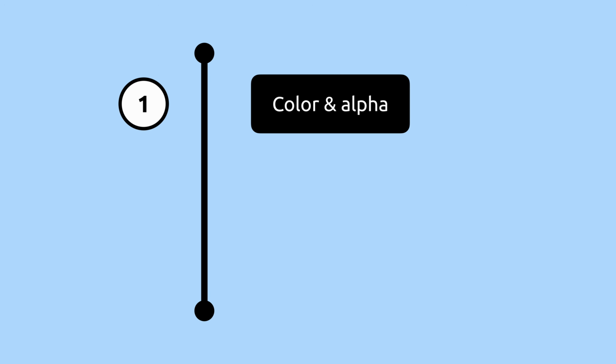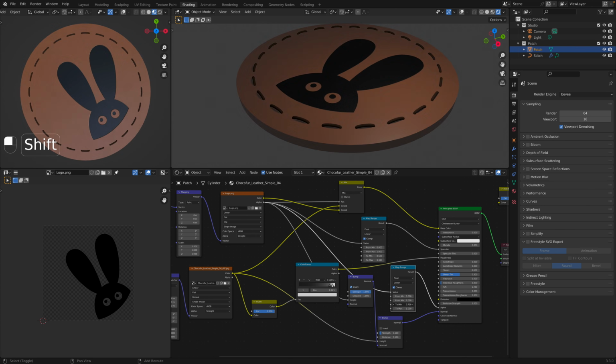To apply our logo to the surface, we're going to need to learn how colors and alpha channels actually work within images and image texture nodes, and how you would connect those to other nodes. We're going to learn how transparency works inside that shader as well.